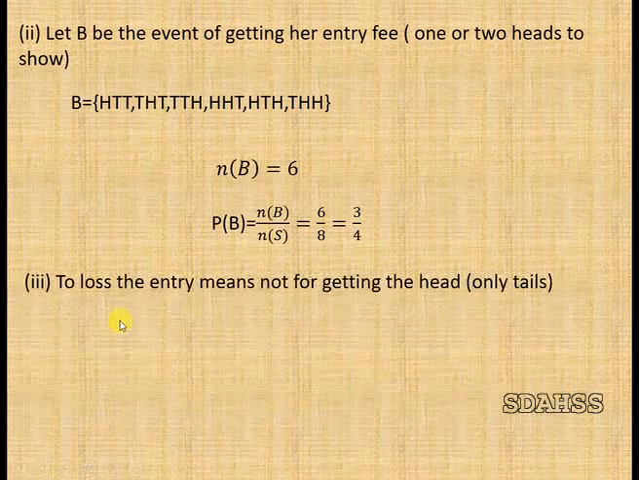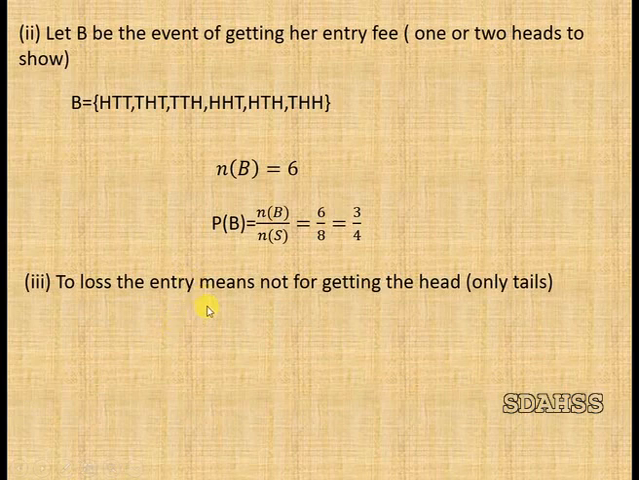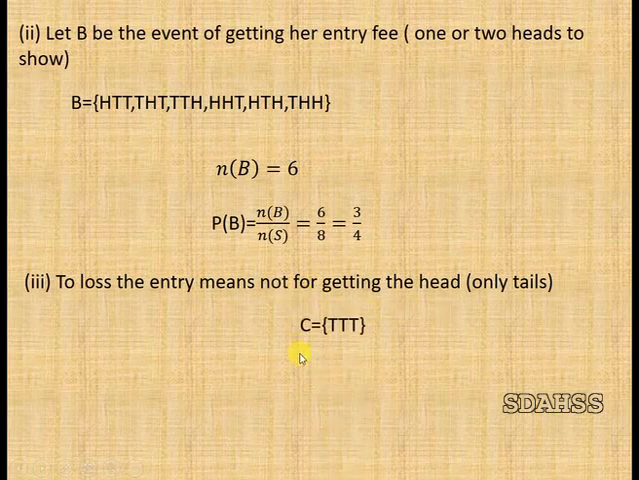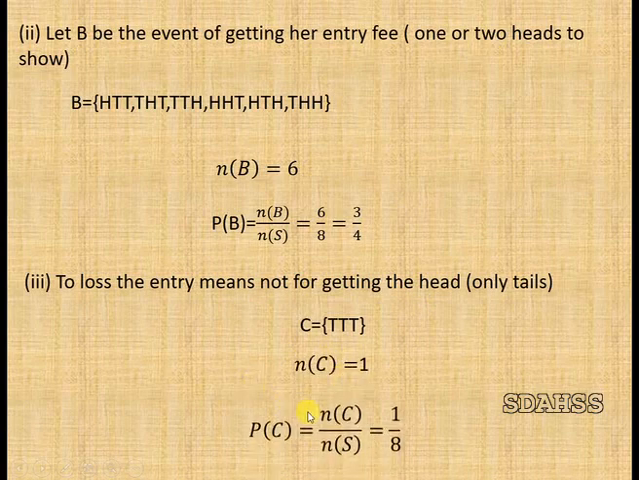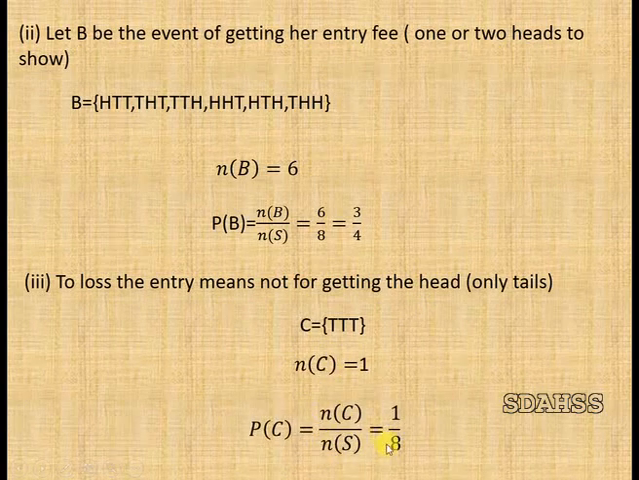Subdivision 3: to lose the entry. To lose the entry means not getting any head, that is only tails. That is C is equal to TTT. So n of C is equal to 1. P of C is equal to n of C by n of S, which is equal to 1 by 8.